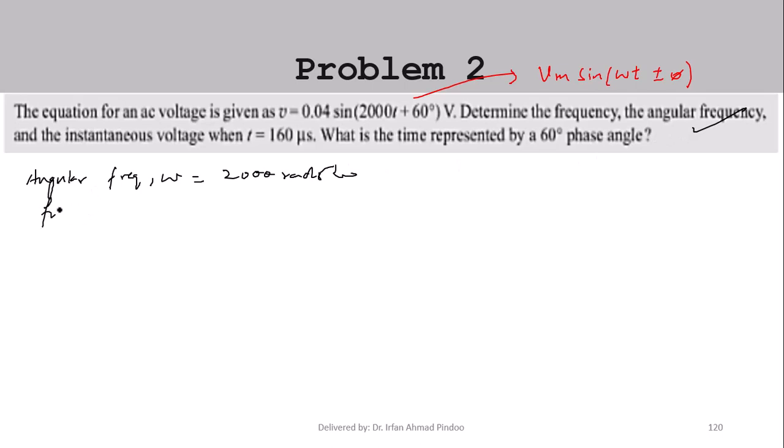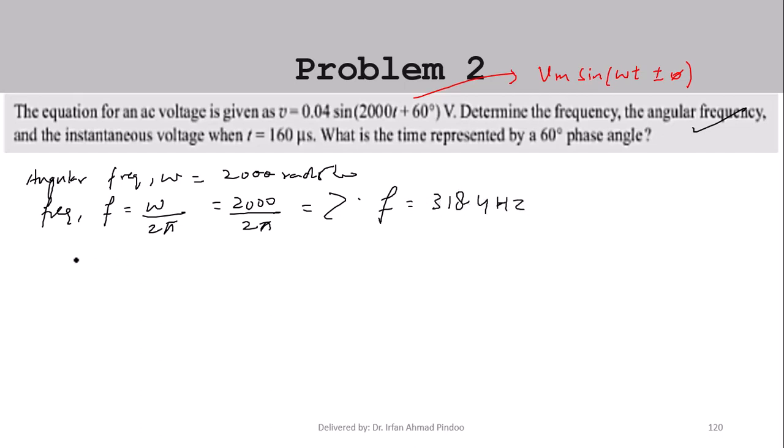Then we have frequency also. Frequency will be equal to omega upon 2 pi. So 2000 upon 2 pi, pi is 3.14, so frequency will be 318.4 hertz. Then the third value is instantaneous voltage. The formula provided in the given question, you simply put the value of t, it will give you the value at this particular time. So V is equal to 0.04 sine of 2000 into t, t is 160 microsecond, then 60 degree.